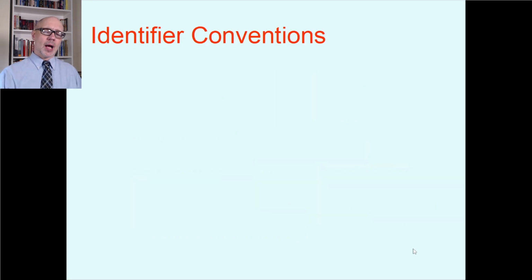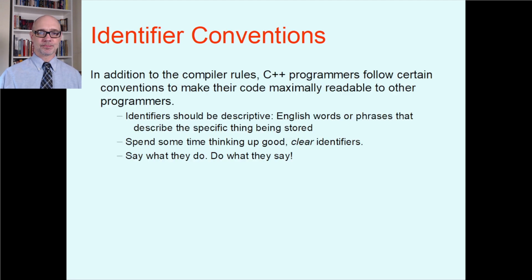But on top of that, for the human being angle, there's a bunch of identifier conventions that people use to make our variables easy to read, which is outside anything that the compiler cares about. So this here is the human being perspective. In addition to the compiler rules, C++ programmers follow certain conventions. The point here is to make it easy for other programmers to read. And we would be thinking about things like this.